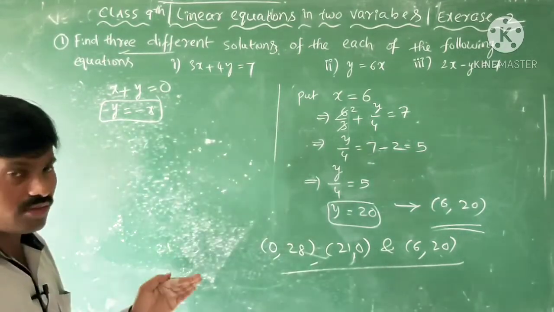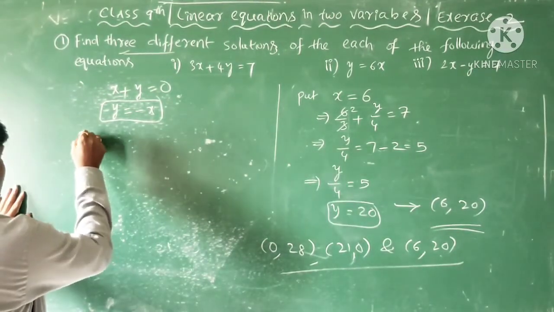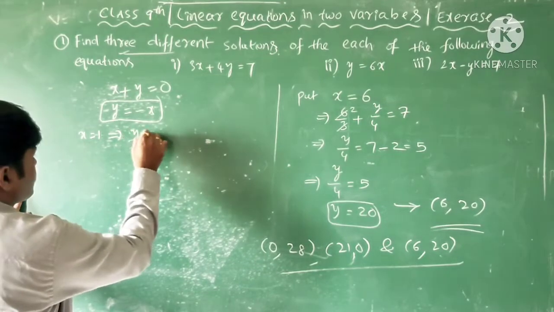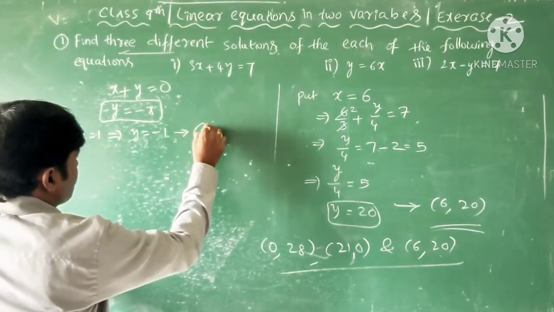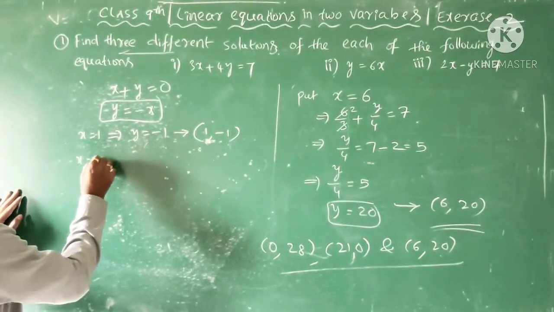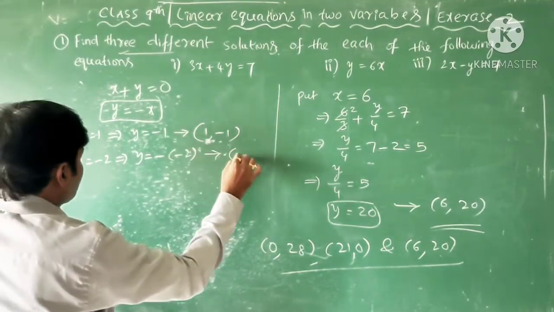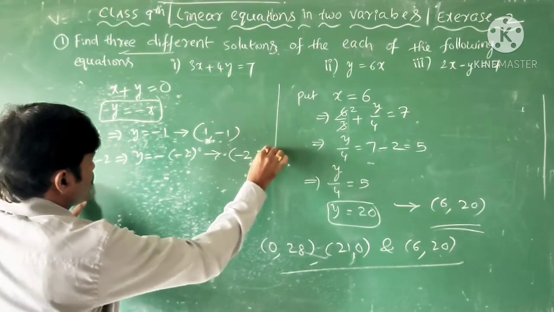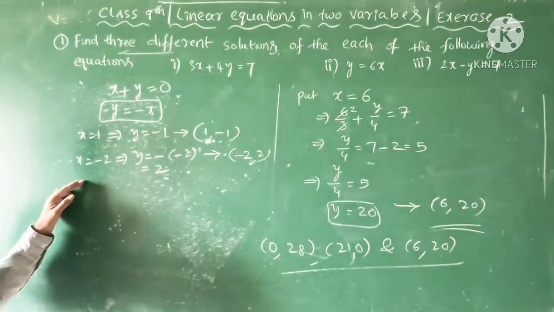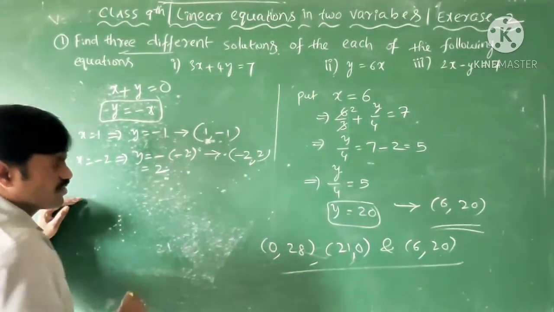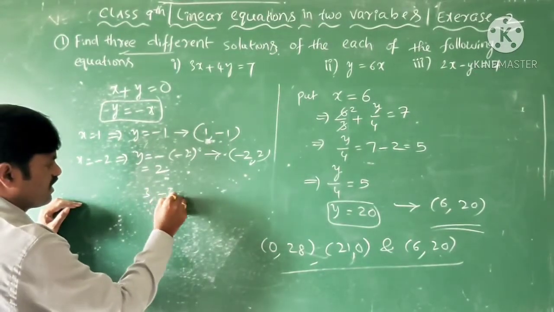So the sum of two numbers is always 0, we can guess easily. If x is equal to 1, then y is equal to minus 1. So the ordered pair is (1, -1). If x is equal to minus 2, then y is equal to minus of minus 2. Then the ordered pair is (-2, 2). Minus of minus 2 means plus 2. So the sum must always be equal to 0. By default, we can take many solutions.